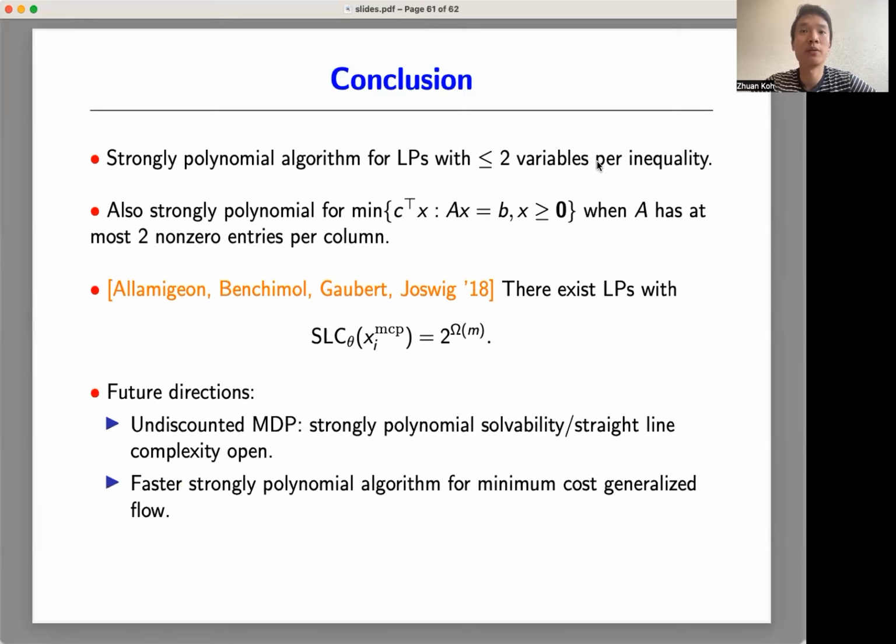For the next direction, now that we have a strongly polynomial algorithm for min-cost generalized flow, a natural next step is to design faster strongly polynomial algorithms for this problem. Another interesting avenue of research would be to give a strongly polynomial combinatorial algorithm for minimum cost generalized flow, where by combinatorial, I mean that the algorithm is not based on interior point methods.